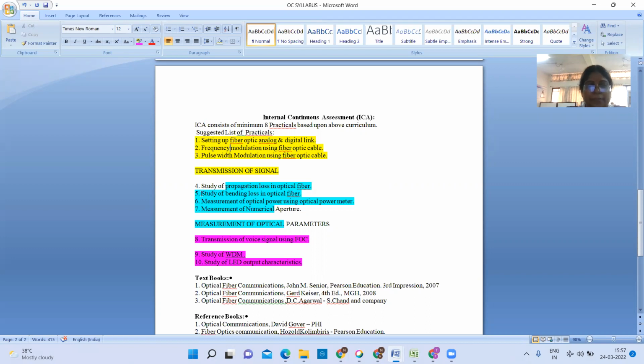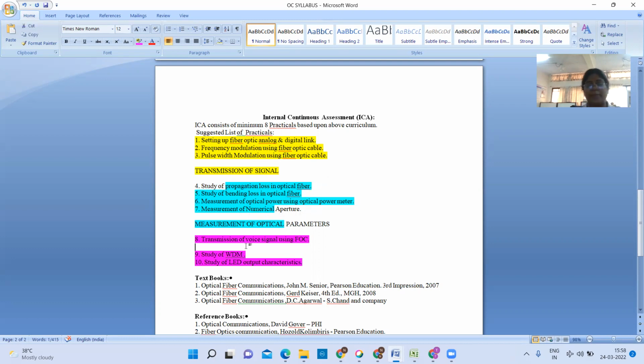Then the next 4 practicals are based on the measurement of various optical parameters like measurement of propagation loss, measurement of bending loss, measurement of optical power using the optical power meter, and measurement of numerical aperture. So these 4 experiments we are going to take based on the measurement of optical parameters.